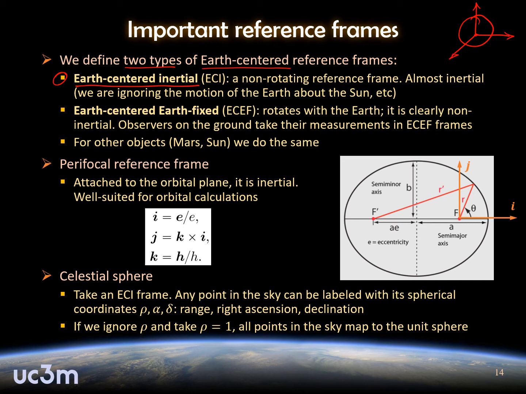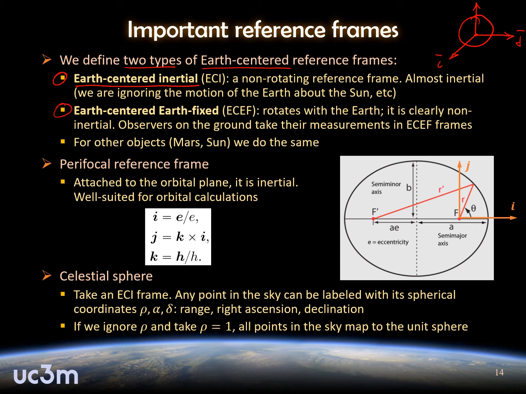While in reality this is not truly an inertial reference frame because the Earth is rotating about the Sun and so on, for most practical purposes we can treat this as an inertial reference frame. There are many types of Earth-centered inertial reference frames, but the most useful ones are those where the I and J axes are contained in the equatorial plane.